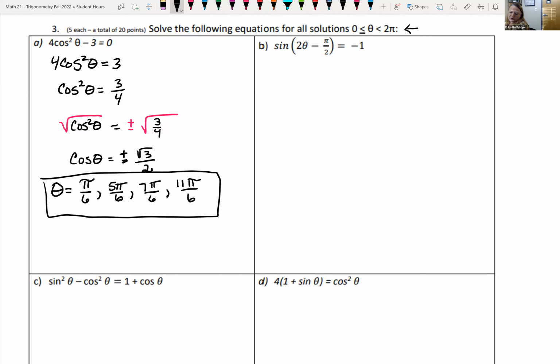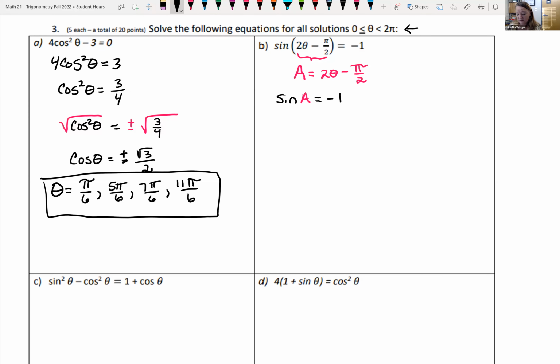So our next problem in front of us is sine of 2 theta minus pi/2 equals -1. So since our argument here is not just theta, let's do some substitution for a minute. So let's call a 2 theta minus pi/2. And so rewriting this, let's look at when is sine of a equal to -1.